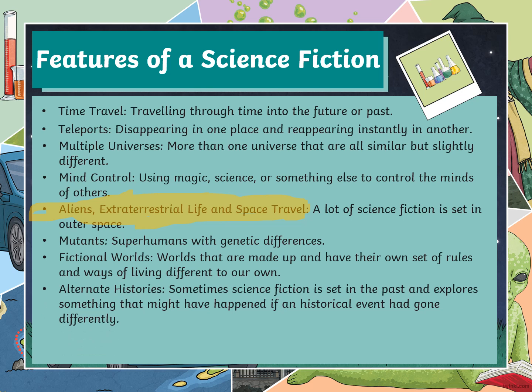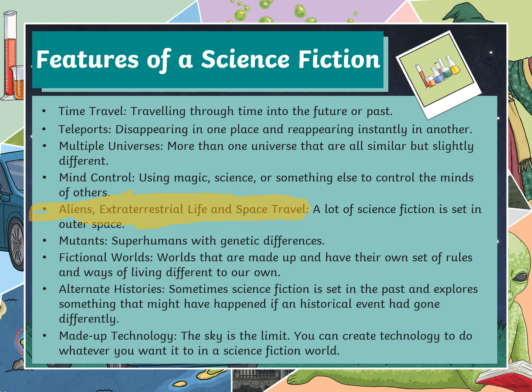Okay. Sometimes science fiction is set in the past and explores something that might have happened if a historical event had gone differently. What does that mean? You can put your character in the past, but the main event in history you can twist it. What does twisted mean? I will think about what might happen if the historical story had gone differently.